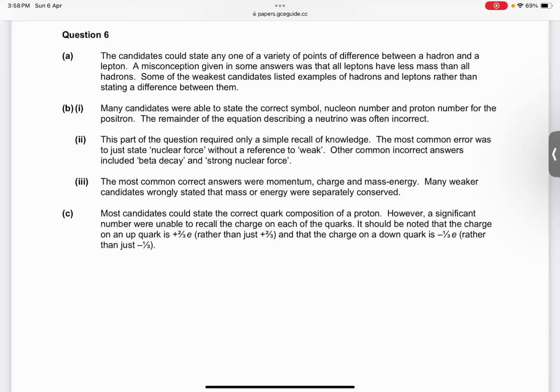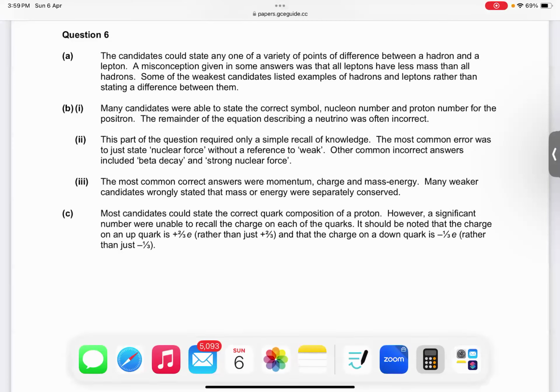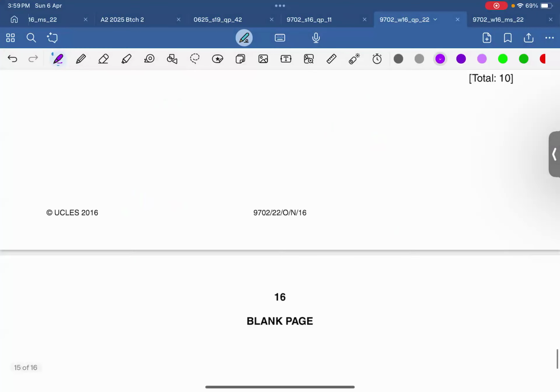Most candidates could state the correct quark composition of the proton. However, a significant number were unable to recall the charge on each of the quarks. It should be noted that the charge on an up quark is this. That's the same thing, right? So this paper is done.